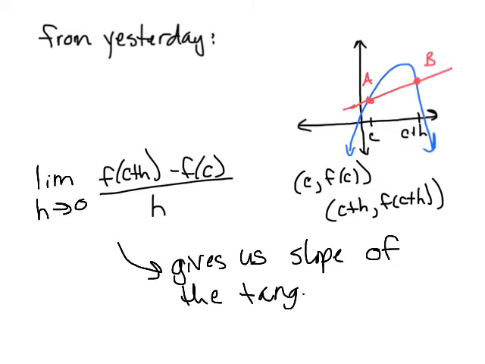If we have the slope of the tangent line, we can easily get the slope of the normal line at the same point because you just take the negative reciprocal.